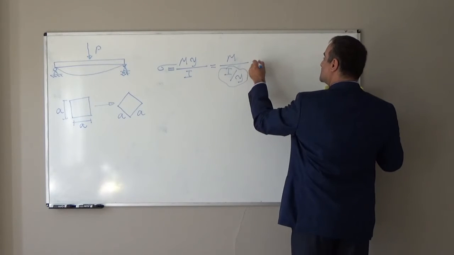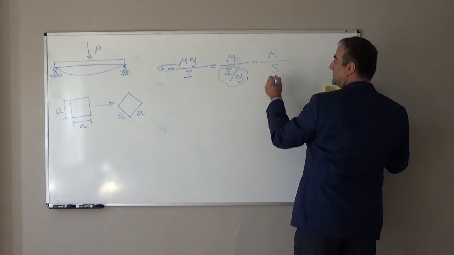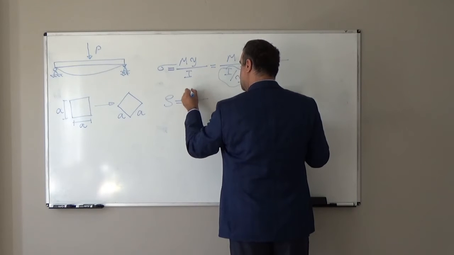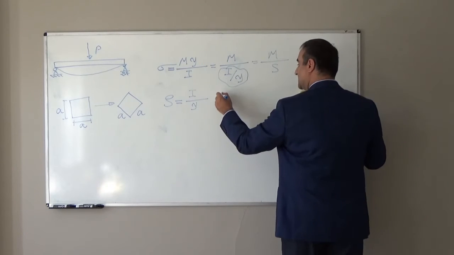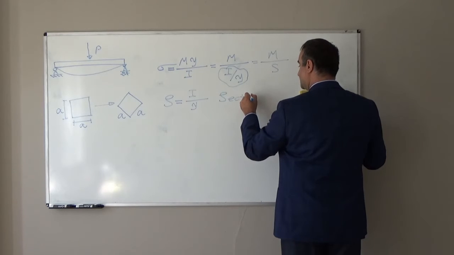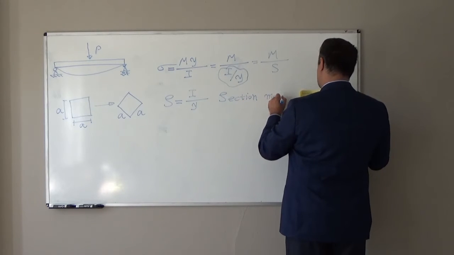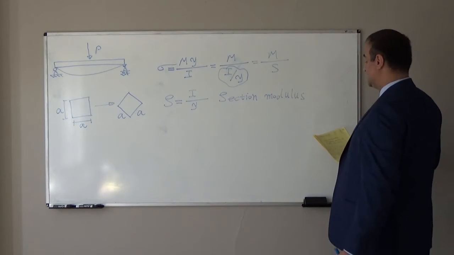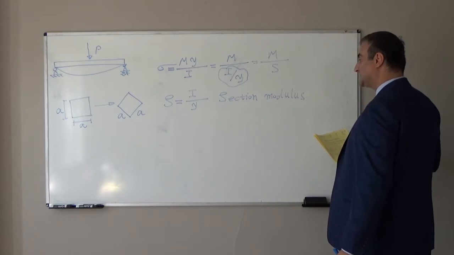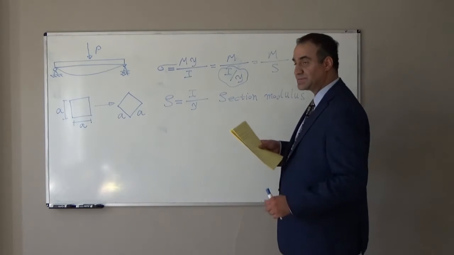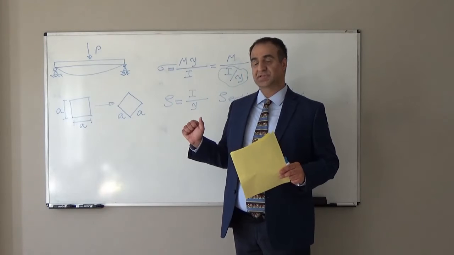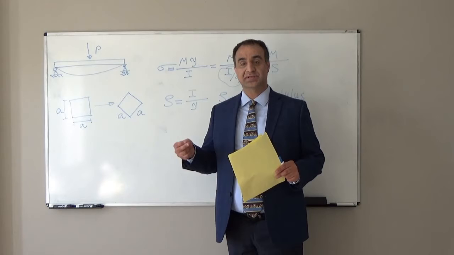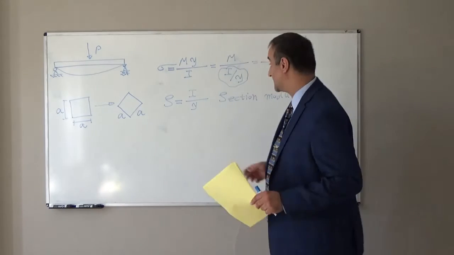This I can show with S. So S will be equal to I divided by y. We call it section modulus, or sometimes elastic section modulus. Elastic section modulus is a geometric property of the cross-section. It is similar to cross-sectional area and moment of inertia, so it is a geometric property of the cross-section.